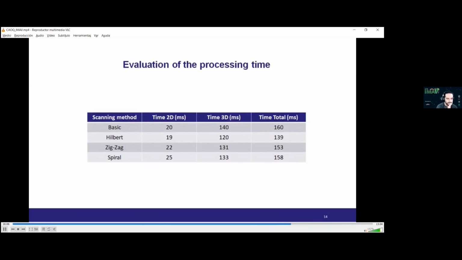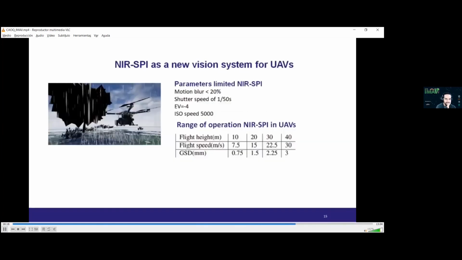The best scanning is faster, with a time of 129 milliseconds. Near speed and new vision system for this. With the 5 parameter lines, near speed to integrate into UVS.